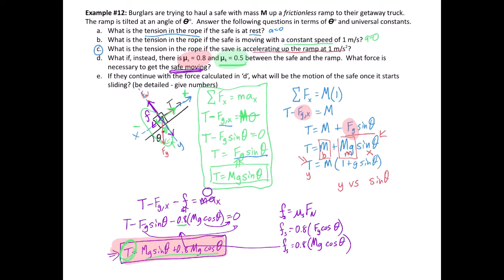All right? And so that's all it wants you to do in E, is recognize that if we continue with that tension, because friction is less when it's sliding, the safe will accelerate up the ramp. Okay? And that's it. That's it for this question.